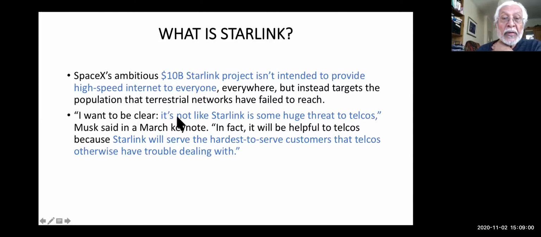Now, he's also making a statement here which says it's not like Starlink is a huge threat to telcos. When I link up my internet through BT or Virgin, I always swear under my breath because the service is not very great. But Starlink promises to outdo all of them, and we'll see how. So let's move on.